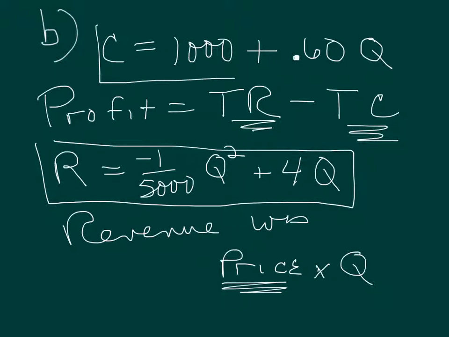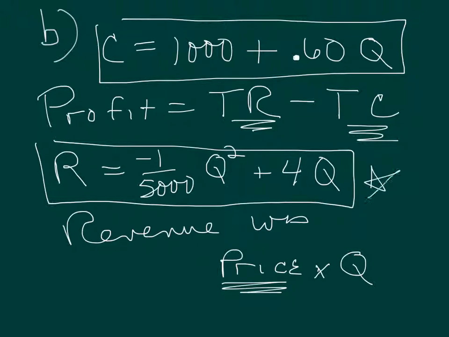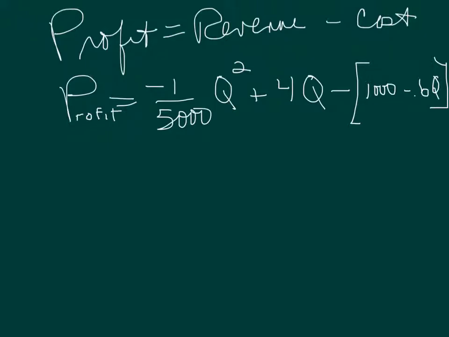Here's our cost. Profit is revenue minus cost. Let's do that on the next slide. All right, so what have I written? Profit, and I wrote out profit again, equals -1 over 5,000 Q squared plus 4Q.